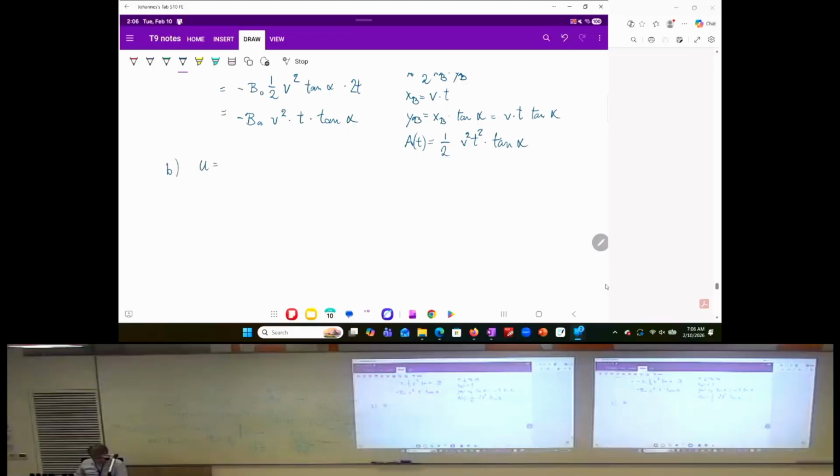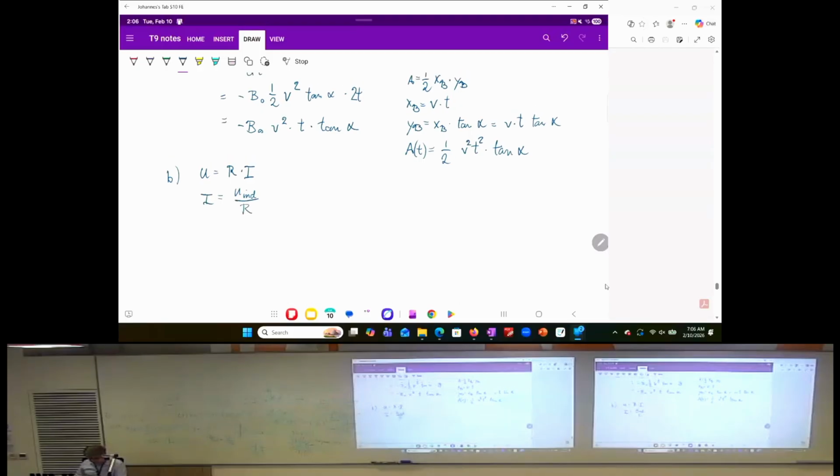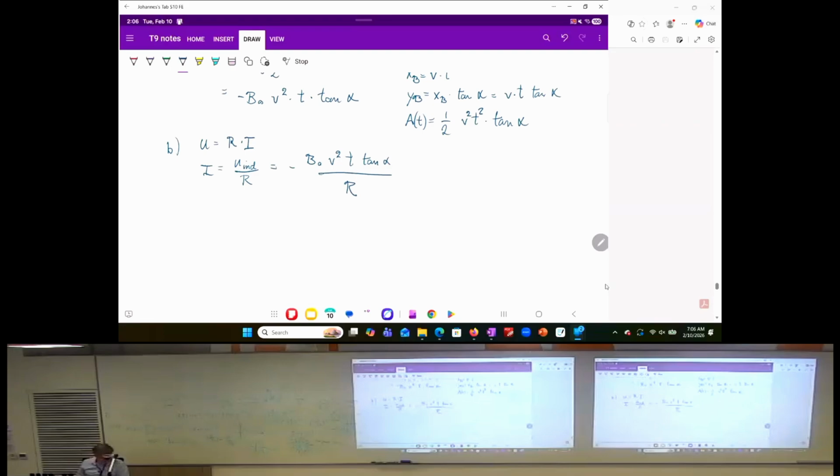You have the voltage related to the current by the resistance. So that means we get I as the induced voltage over the resistance. The induced voltage we have just in the line above. So this is minus B0 v squared t tangent of alpha divided by R. That is all that is asked for in problem B.